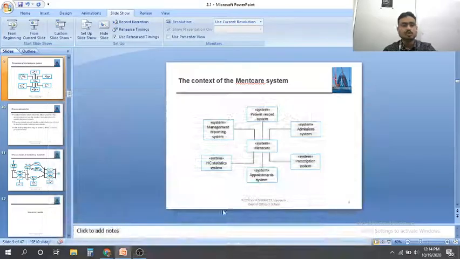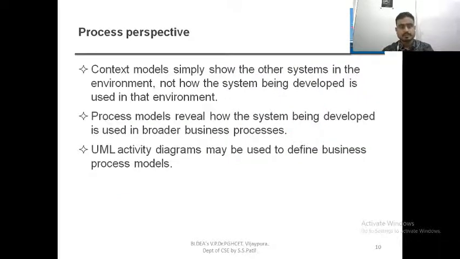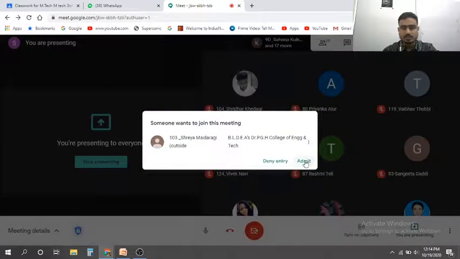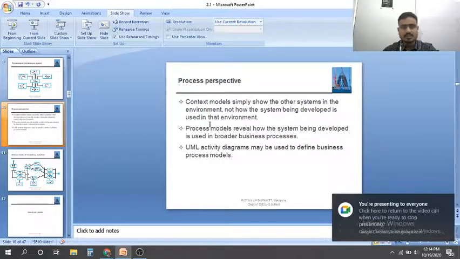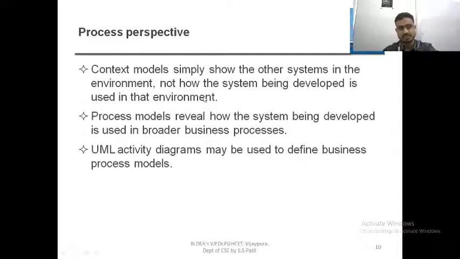Okay, we'll move to the next topic, in that only: the process perspective. After the context modeling, we are going for the process perspective. It shows the system in the environment, not how the system is being developed and used in that environment. In the context model we only know that these many aspects are there, but how to develop it and how the parts interact with each other, we are not going to mention here.